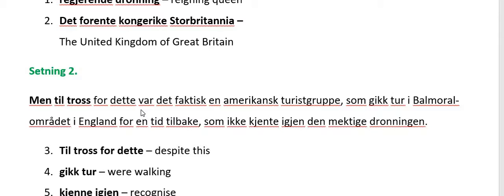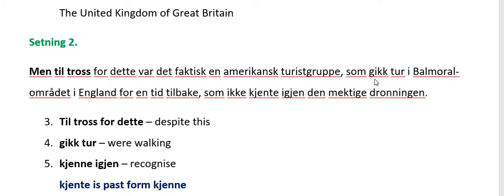Another thing I want to say is about this part of the sentence. Here we have som ikke kjente. In principal sentences, the negative part goes after the verb, but here we have ikke before the verb because it's inverted word order, because the sentence starts with som. Just remember, if a sentence starts with som, we will have the negative part before the verb.